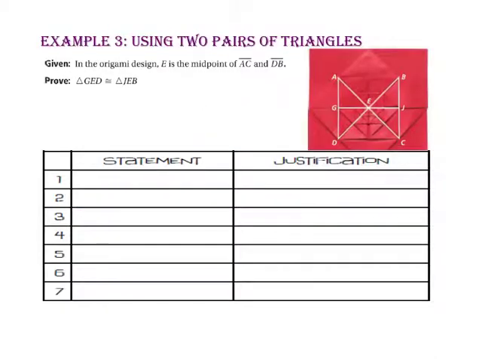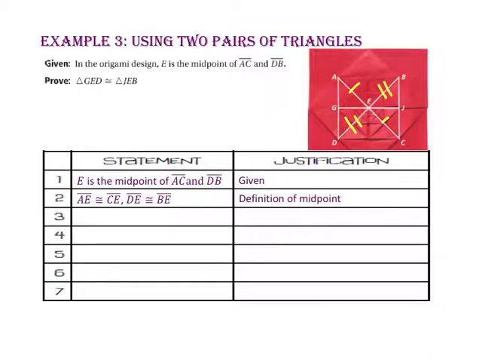In example 3, we will use 2 pairs of triangles to prove that triangle GED is congruent to triangle JEB. Let's start with the given statement that point E is the midpoint of segment AC and the midpoint of segment DB. By the definition of midpoint, segment AE is congruent to segment CE and segment DE is congruent to segment BE.